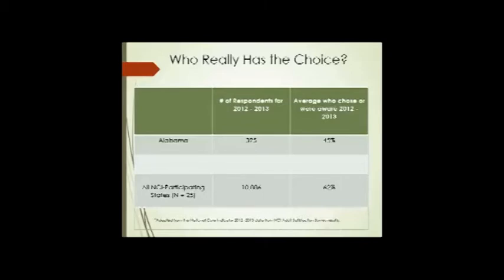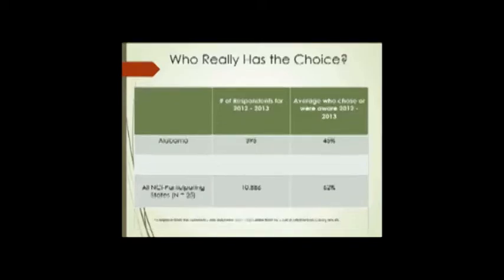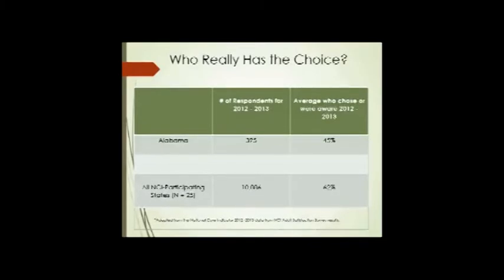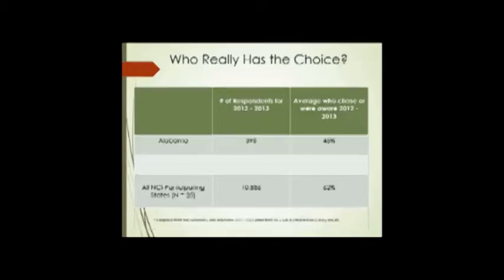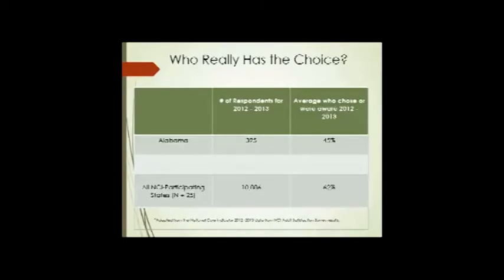When you compare that with all participating states, and there are 25 participating states with the National Core Indicators who participated in the survey, just to let you know that 10,886 participants responded nationally, and of that number, 62% chose their own support staff. So this is a significant comparison in that nationally 62% are choosing their own staff as compared with Alabama, where we see that 45% of people being served are choosing their supports.